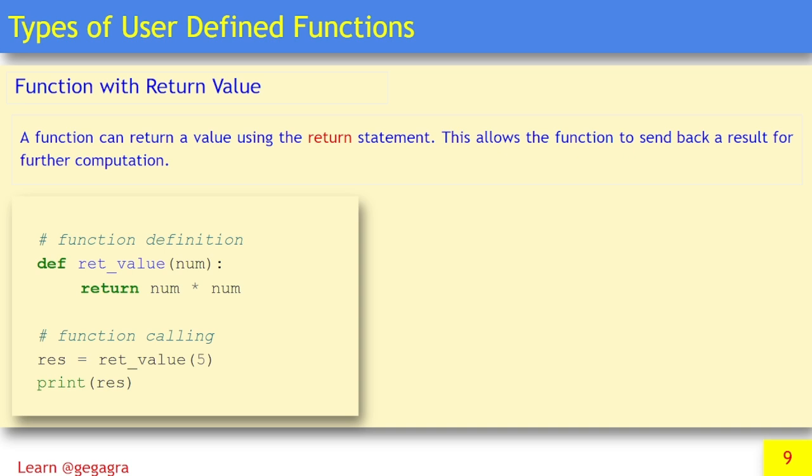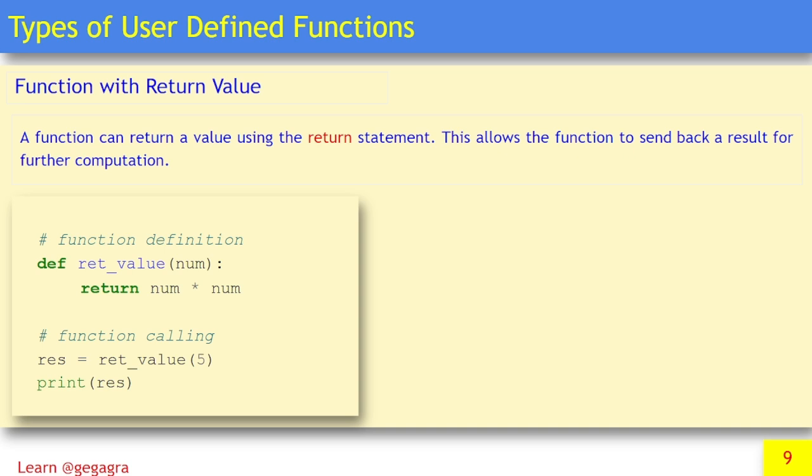So see here, def ret_value(num). If I return num * num, it will return the value to the same place where the function is called from. So here, res = ret_value(5). So 5 moves to num, and here it will return 5 * 5 to this place, and the value moves to the res variable. So when we say print(res), it will print 25.